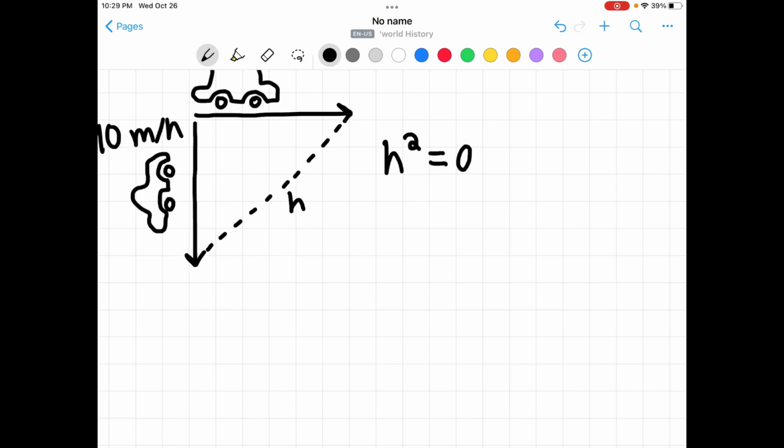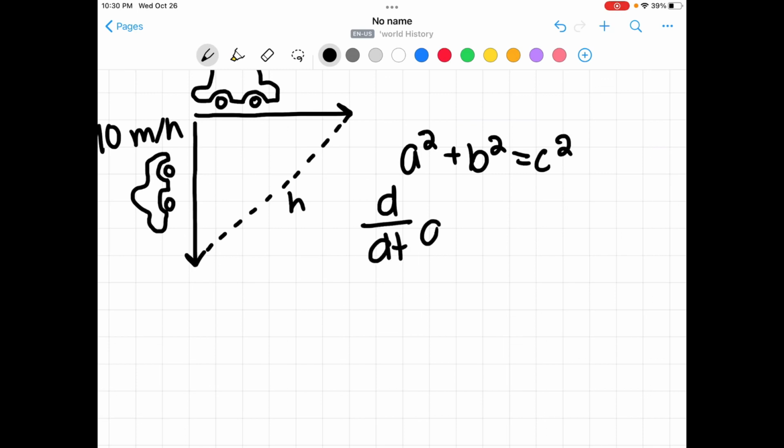because it's giving you rate. So again, our equation is a squared plus b squared equals c squared, and now we are just going to take the derivative with respect to time. A squared plus b squared equals c squared. Make sure you take the derivative of both sides.